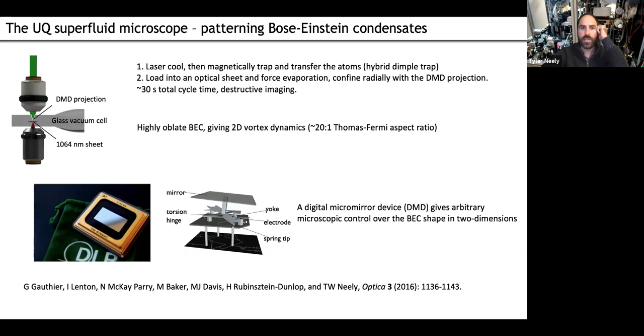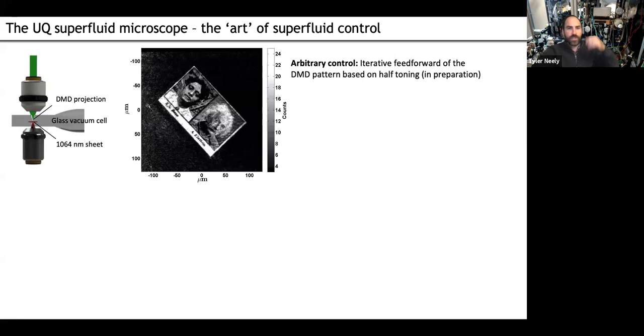So we're looking at 2D vortex dynamics, and that's given by this light sheet, which in the end gives us about a 20-to-1 sort of aspect ratio for our system. So somewhat close to a coin, if you were to look at it edge on. All the images I'll show here are actually looking down from the top. So that's the longer directions using this microscope objective. So there's really a lot of control with this.